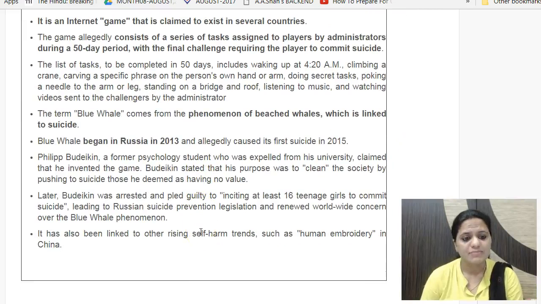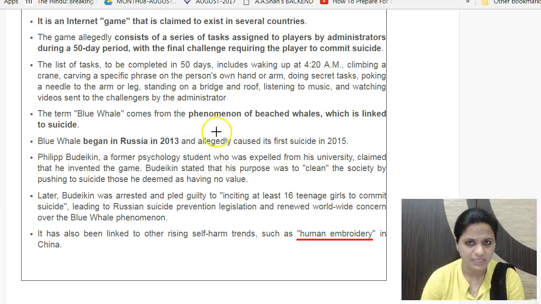Also another game which has become prominent in China is this human embroidery game. So there are challenges given to embroider using needles on your body. So such self-harm games are doing the rounds now, and there is a need to safeguard the population, especially the youth, the youngsters who have such impressionable minds. They need to be safeguarded from such games, and that is a case which is being made here in Rajya Sabha for some measures to put a ban on such games and such apps.